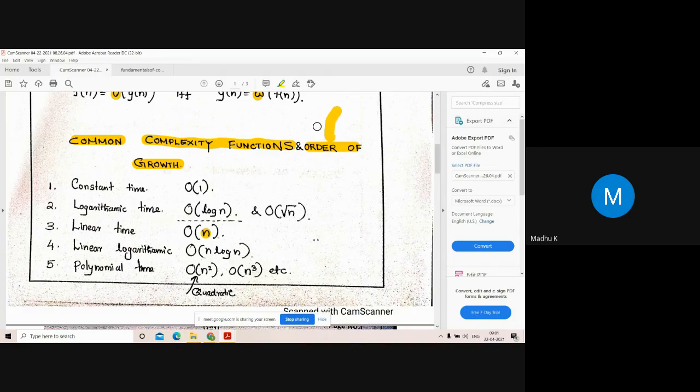Okay, this means what is the order of growth of this function we want to familiarize. Okay, there is next.